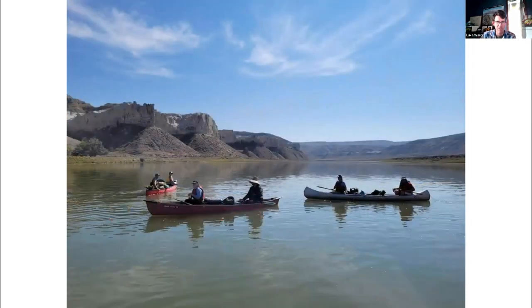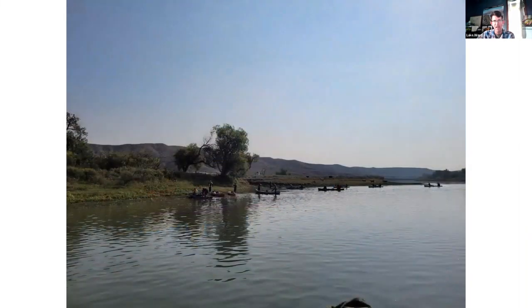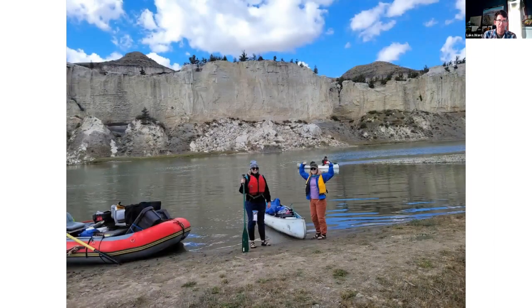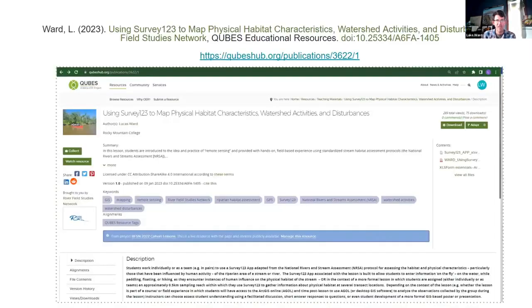These are just pictures of students either using Survey 123 or about to use Survey 123 on the Missouri. Keep going here. Keep a couple more blasting through there. Yeah, one more. And then here is the Cube view, and you can see all the various tags.